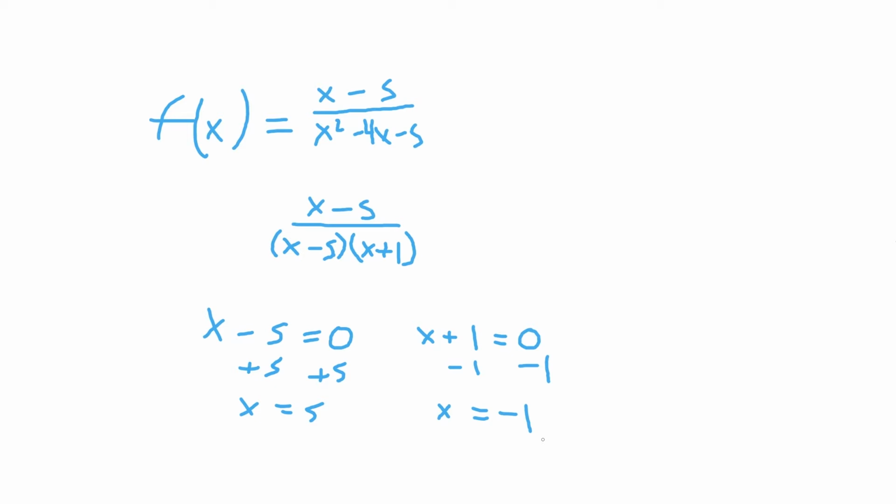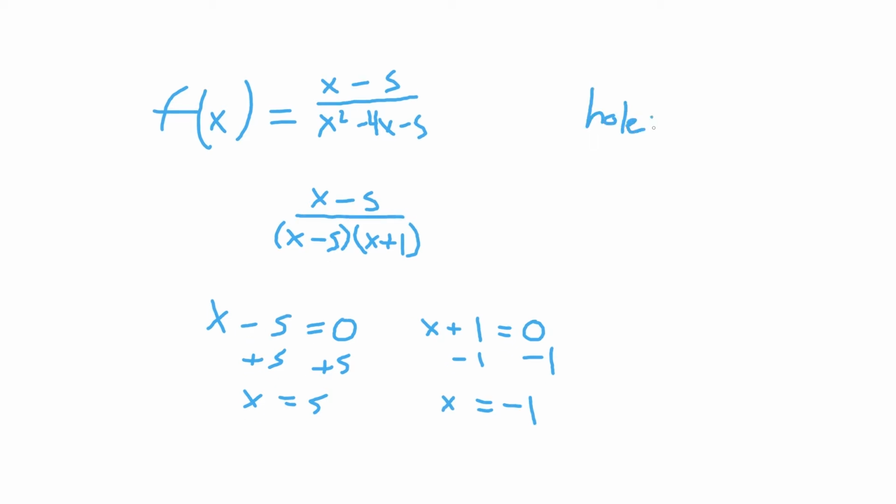But wait! There's another thing we need to note about these x values that make the denominator 0. They're either going to be a hole or a vertical asymptote. A hole means that somewhere in f of x you're going to have a 0 over 0, and it'll cancel out. So as we can see with our example here, we have an x minus 5 over an x minus 5, which cancels out and tells us that x equals 5 is a hole.